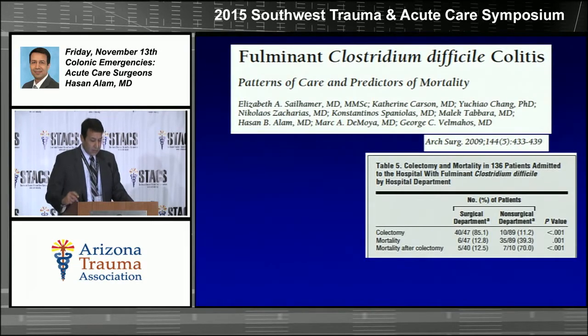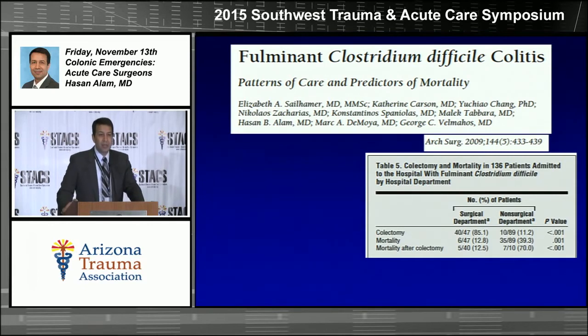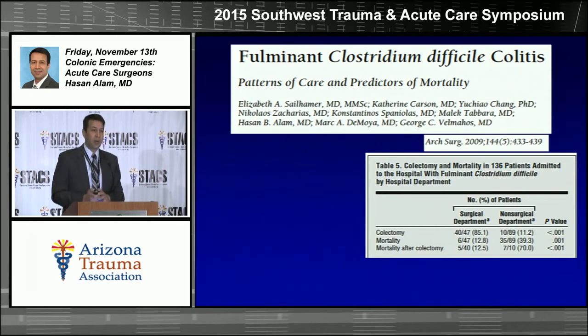Okay. So this is one of the studies that when I was at Mass General a few years ago, we looked at 10 years of data. And I'll take about 2 minutes just to take you through it because there are some good take-home points here. The table that you see here is for 136 patients with fulminant C. diff. So this is not a walkie-talkie kind of a problem. This is the sickest of the sick patients.